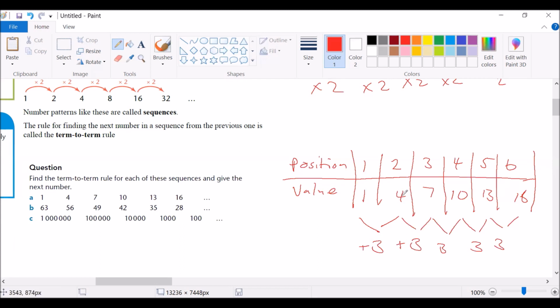1 plus 3 is equal to 4. 4 plus 3 is 7. 7 plus 3 is 10. 10 plus 3 is 13. 13 plus 3 is 16.